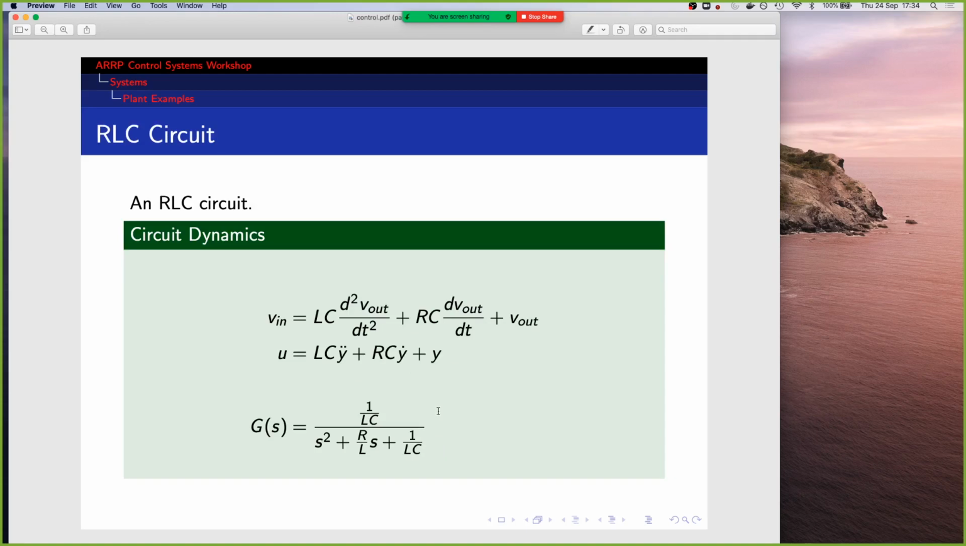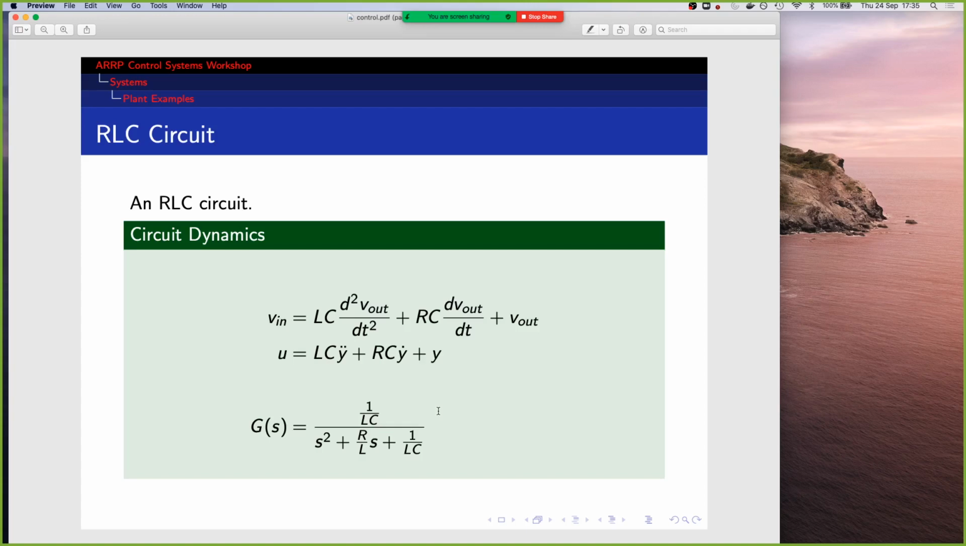RLC circuit. There's the differential equation. I won't make you do that again. So state variables, y and u. Obviously, I've used the canonical convention for y and u, input and output. But what are they in real life? Well, it depends on the circuit, but the voltage that we're inputting to the circuit and the voltage that we're outputting or measuring. I think this is a parallel RLC circuit, so it'd be the voltage across everything.